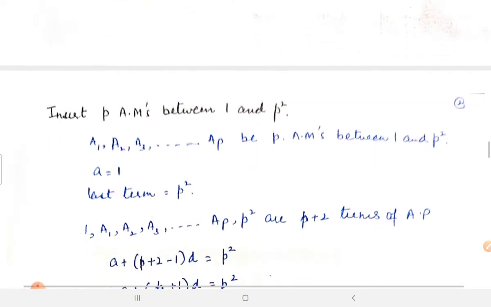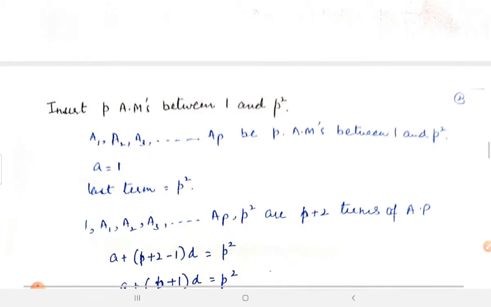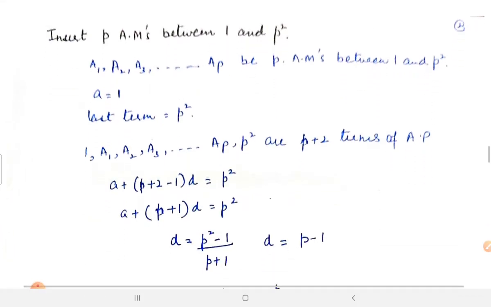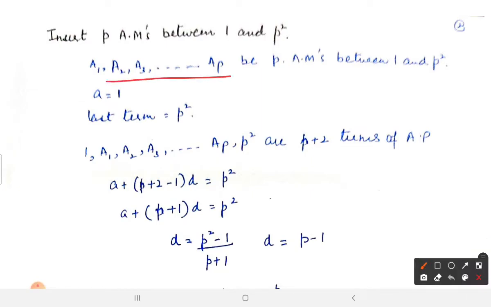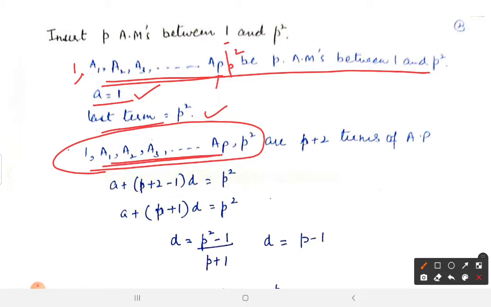Next is insert P arithmetic means between 1 and P square. So we have A1, A2, A3 up to AP be the P arithmetic means between 1 and P square. First term is 1. Clear? हमने क्या किया, 1 और P square के बीच में ये सारे arithmetic means insert किए, तो first term 1 हो गई और last term हो गई P square. So how many terms are there? These are P arithmetic means. So it is P plus 1, it is P plus 2. So there are P plus 2 terms in arithmetic progression.